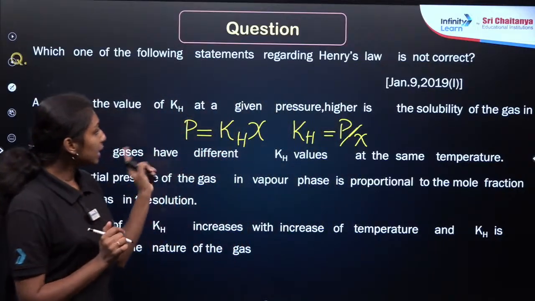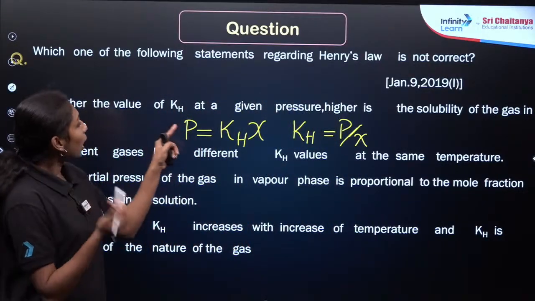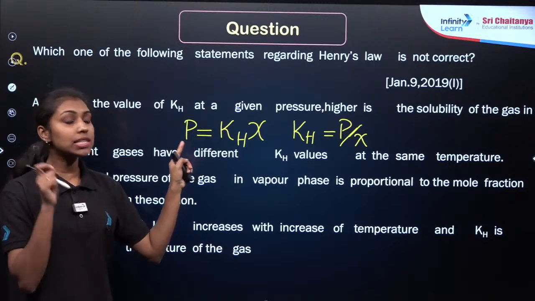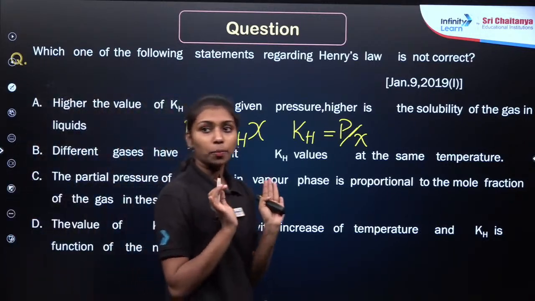So option 1 will be the incorrect one. Higher the value of Kh at a given pressure, lower will be the solubility of gas in liquid. I hope you understand.